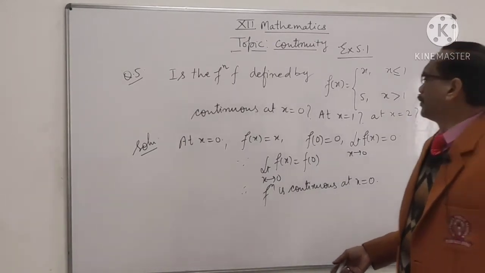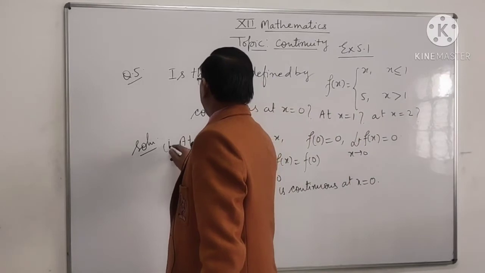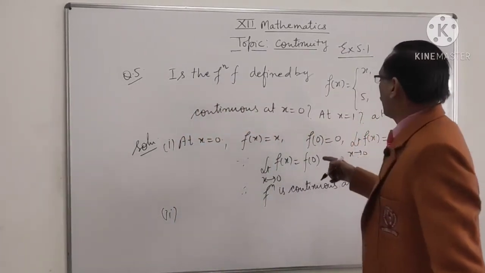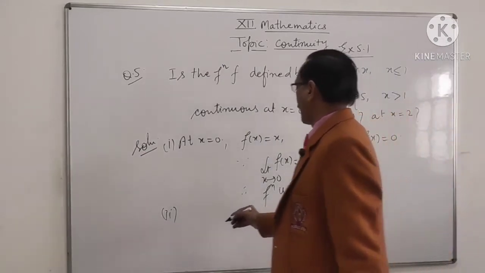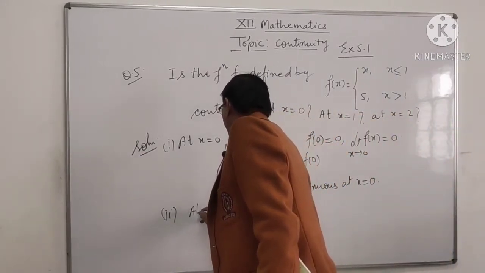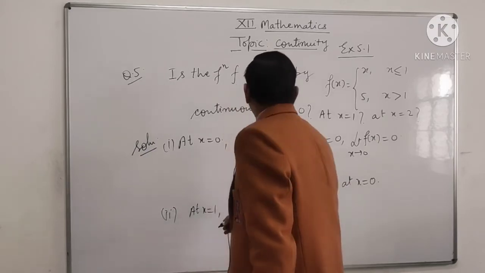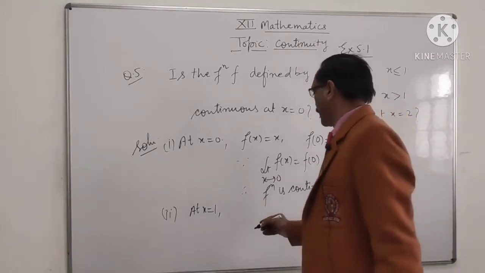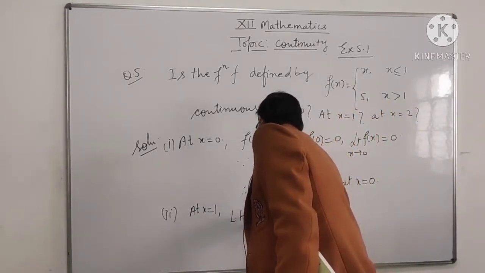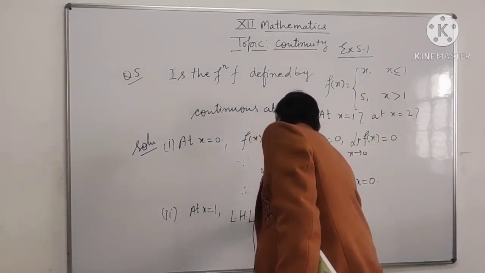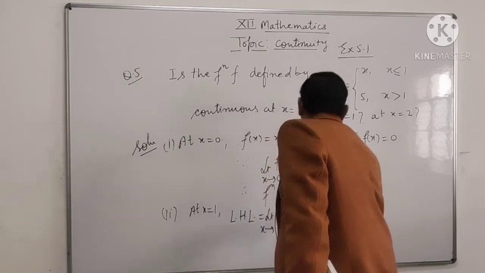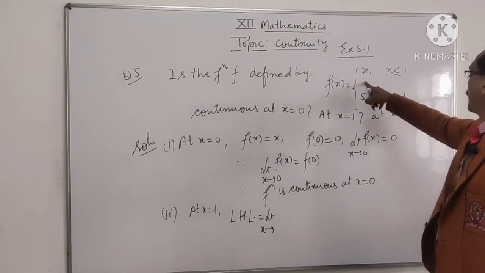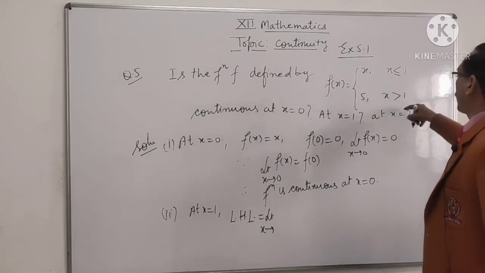That is the first part. Second part. Now, let's check at x equal to 1. Here we will find both the limits, left hand limit and right hand limit. So, let us find the left hand limit. Because at the left of 1 the function is x and at the right of 1 the function is 5.